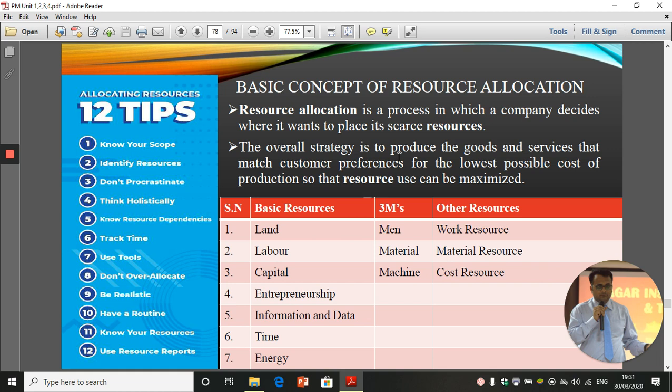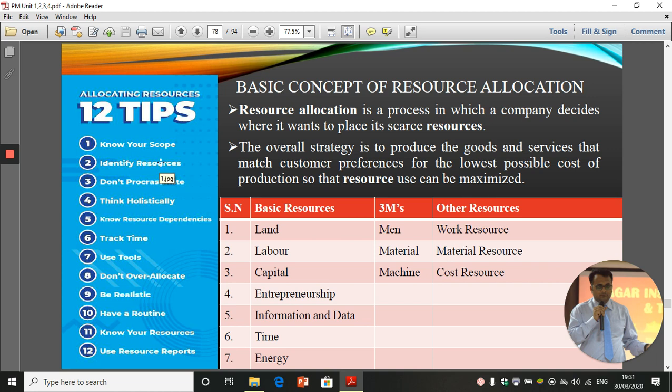What are the basic resources? Land, labor, capital, entrepreneurship, information and data, time, energy. So these are basic resources. Three M's we call in management terms, that is known as men, material, and machine. These are resources, and other resources except these are work resource, material resource, and cost resource. We'll discuss these in detail in coming slides.